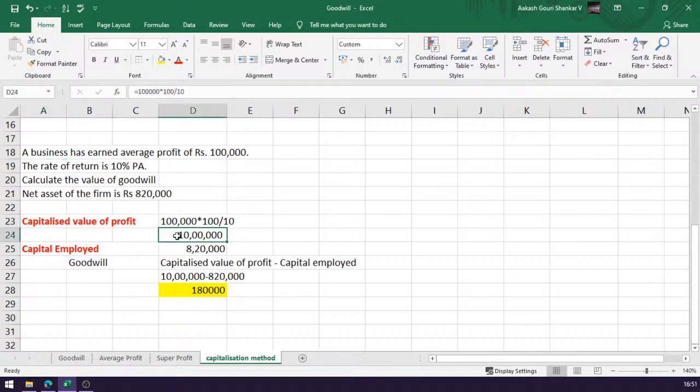If there is a capital of 10 lakhs and the expected rate of return is 10%, we will earn a profit of rupees 1 lakh. But we have only a capital of 8 lakh 20,000, yet we have earned a profit of 1 lakh. So we have capitalized this profit, which is 10 lakh. Out of 10 lakh, this 8 lakh 20,000 is only the capital employed. So this 1 lakh 80,000 is termed to be the goodwill.